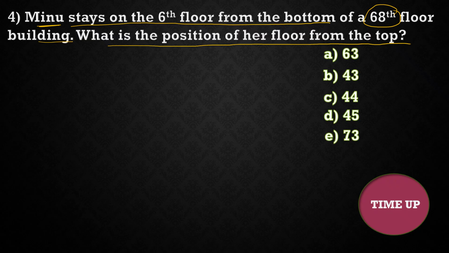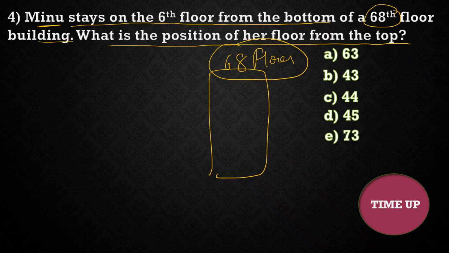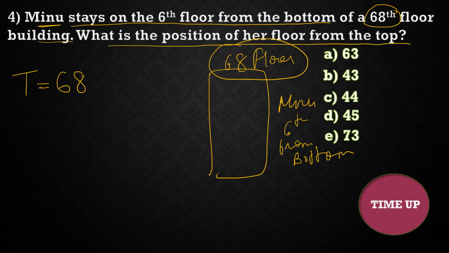So person stays on the 6th floor from the bottom. This is a 68 floor building. So 68 floors are there in total. So what is given to you? Total is given to you. That is 68. And the person is called Meenu. She stays on the 6th floor from the bottom. They have asked you to find out the position of her floor from the top.